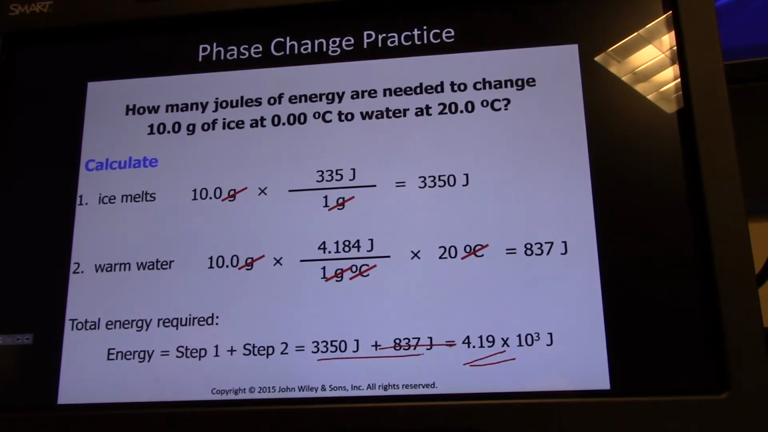Because this is an addition-subtraction problem, this number is plus or minus 10. This one's plus or minus 1. This is sloppier, so their answer goes to the plus or minus 10s.